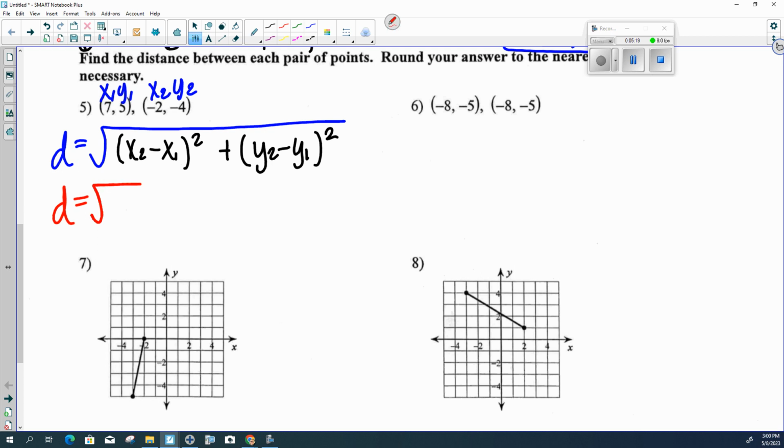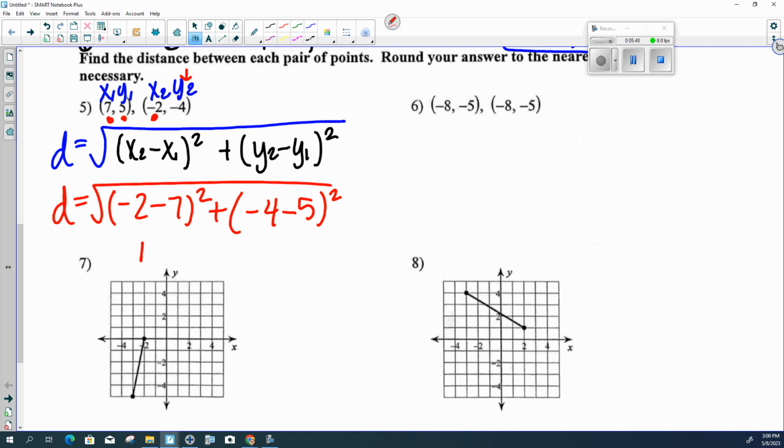So once I have them labeled, this should be simple. Even though it's a lot happening, you can plug into your calculator a ginormous square root symbol, parentheses. My x2 is negative 2 minus 7 squared. And then I put my y2, which I've labeled the negative 4, minus y1 squared. Plug that whole thing into your calculator, press enter, and voila, we're going to round to the nearest tenth, I think it says. So 12.7, that's the distance between those 2 points.